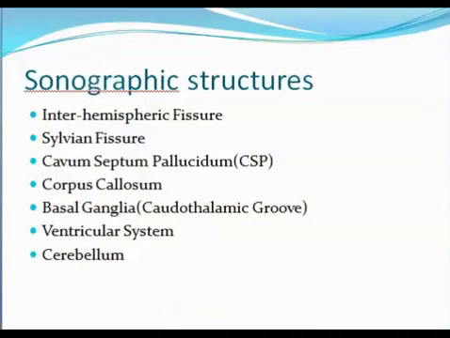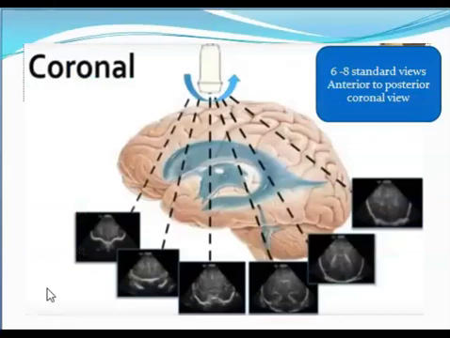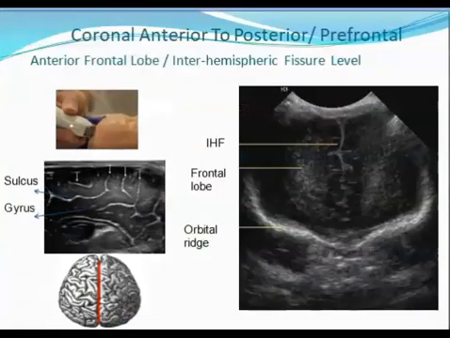The key sonographic structures required for the evaluation of the neonatal brain are the interhemispheric fissure, sylvian fissure, cavum septum pellucidum, corpus callosum, basal ganglia, ventricular system, and the cerebellum. To assess the intracranial anatomy, coronal and sagittal views are taken. In coronal view, 6 to 8 standard views are taken starting from the anterior to the posterior. Put the probe in the anterior fontanelle of the baby with the probe marker facing towards the baby's right side.